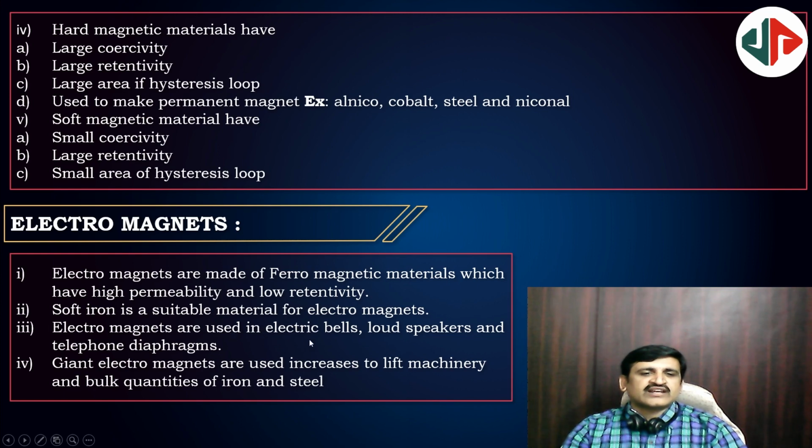Electromagnets are used in electric bells, not bulbs, buzzers, actually electric buzzers, loudspeakers, and telephone diaphragms for receiving as well as producing sound. Giant electromagnets are used to lift machinery and bulk quantities of iron and steel, shipping from ship to outside to ship and in the factories.